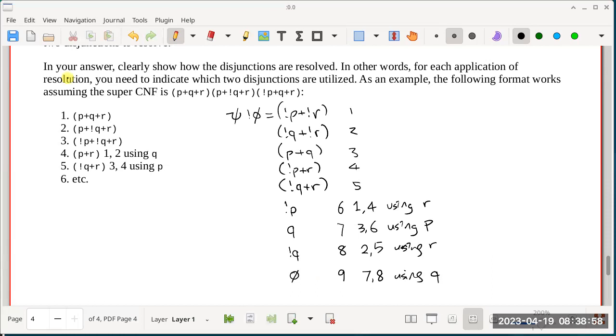Because we get to false, we now know that phi is indeed a theorem of psi. So your answer clearly shows how the disjunctions are resolved. This method here is going to meet that requirement. In other words, for each application of resolution, you need to indicate which two disjunctions are utilized, and that's why we have these pairs stated here.